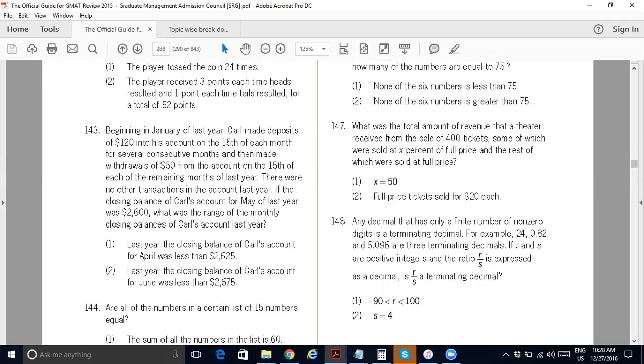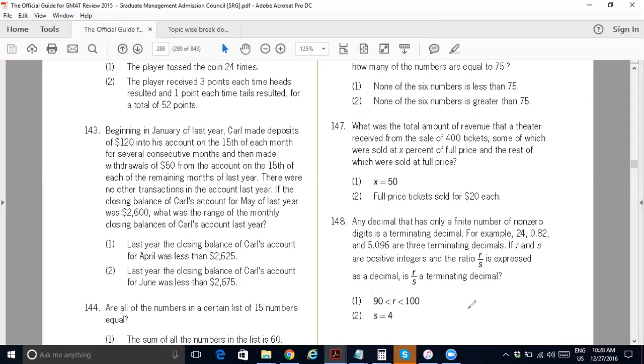Any decimal that has only a finite number of non-zero digits is a terminating decimal. For example, R and S are positive integers and the ratio R over S is expressed as a decimal. Is R over S a terminating decimal? Exactly the same question. So if S is equal to 4, that means it is a terminating decimal, because it has 2's in it. Yes, it has 2's and or 5's, nothing else.